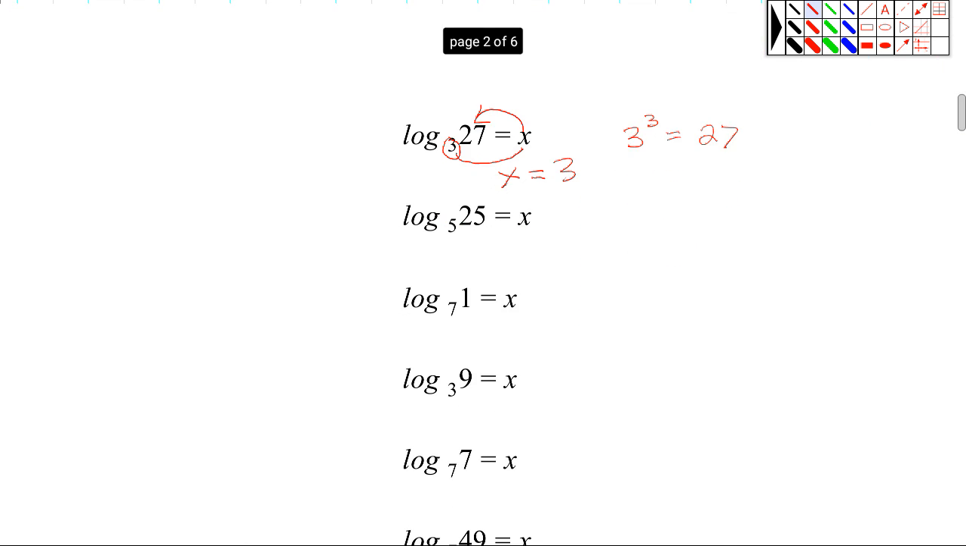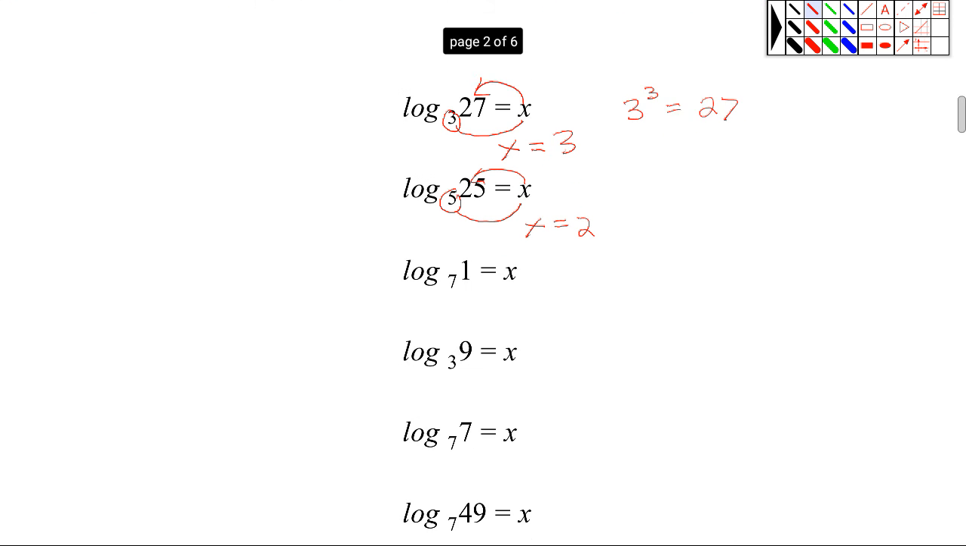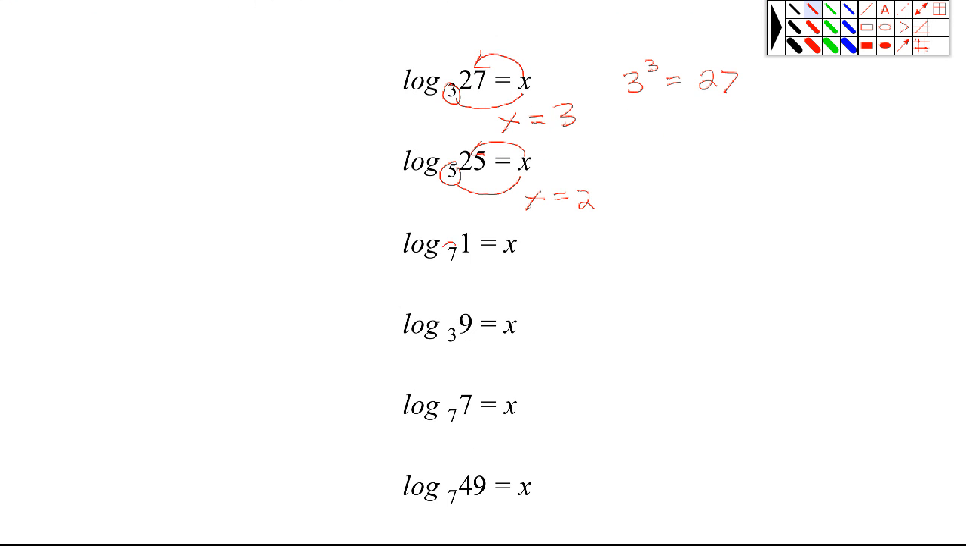Log base 5 of 25. What number do I raise 5 to get 25? The answer is 2. X is equal to 2. Next, I'm being asked, what number do I raise 7 to get 1? Well, hopefully you remember, if you raise any base to the power of 0, you get 1. So 7 raised to the 0 power gives me 1, so x is equal to 0.